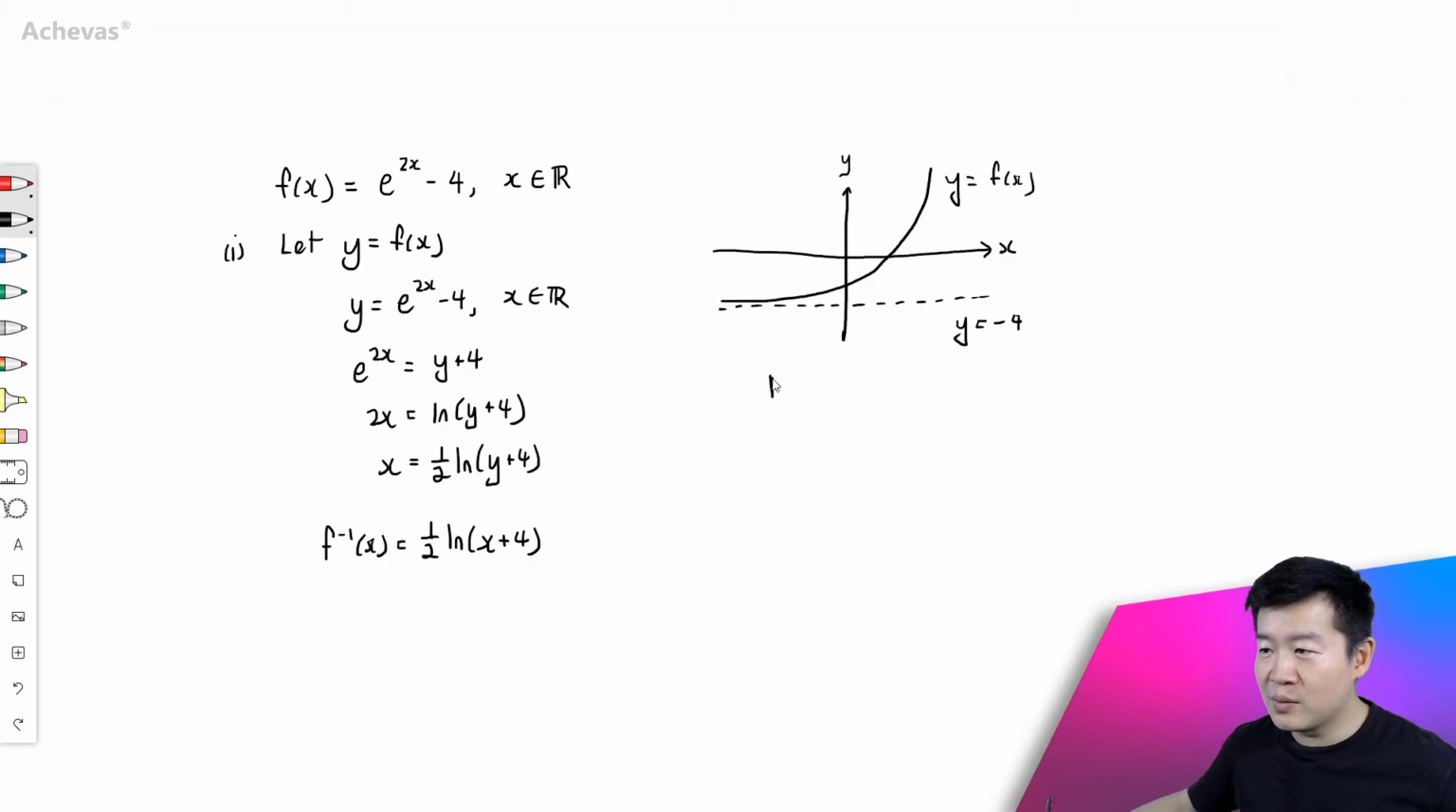Looking at this, we can see the range of f. The range of f is from minus 4, but not inclusive of minus 4, all the way until infinity. That is why here, we can conclude that the domain of f inverse is the same as the range of f, which is from minus 4 to infinity.